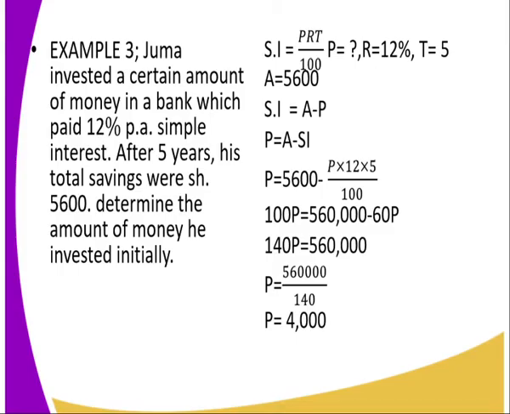When we multiply by 100 everywhere, we get 100p is equal to 560,000 minus 60p. So we bring the like terms together. We get 160p is equal to 560,000. When we divide, we get the principal being 3,500. That is how we get the principal from whatever we have.